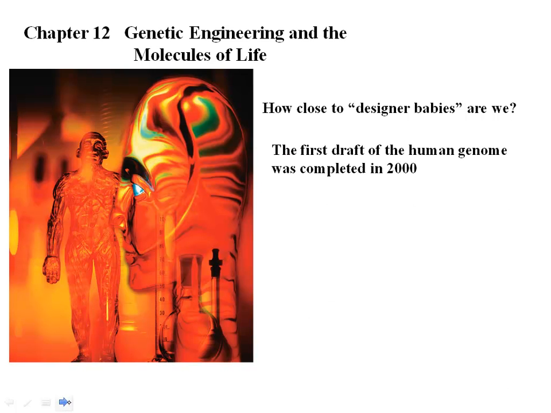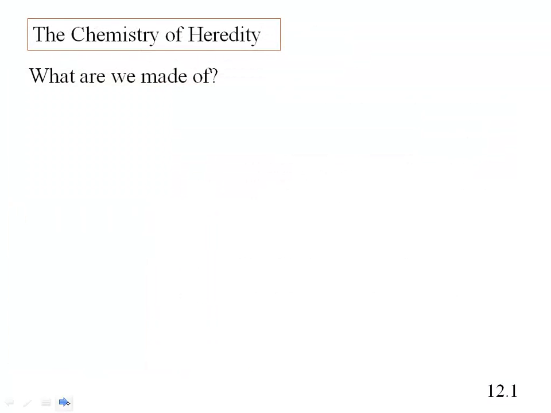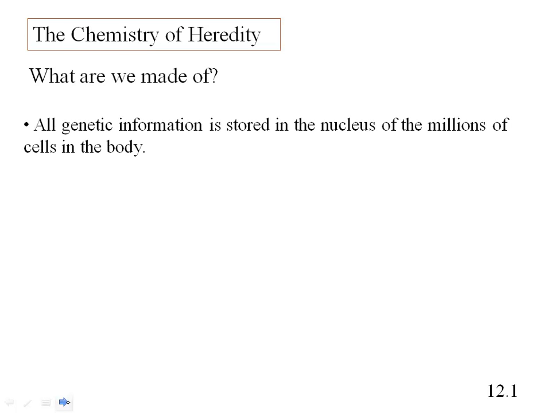The first draft of the human genome was completed in 2000. What have we learned from this? What are stem cells and what is recombinant DNA? So what are we made of? I'm sure you've heard of DNA, especially in some of the recent trials.